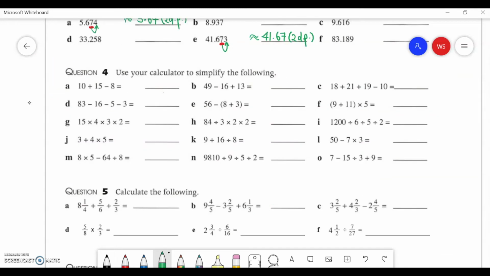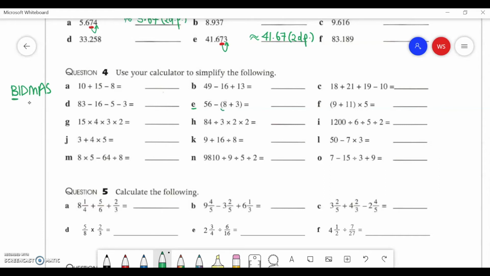Now, question 4. This requires you to recap your knowledge about BIDMAS. It's always a good practice to write out your BIDMAS wording just so that guides you along. So let's try out question 4E. We have 56 minus 8 plus 3 in the brackets equals 2. Looking at our BIDMAS equation, there is brackets that we need to solve from there.